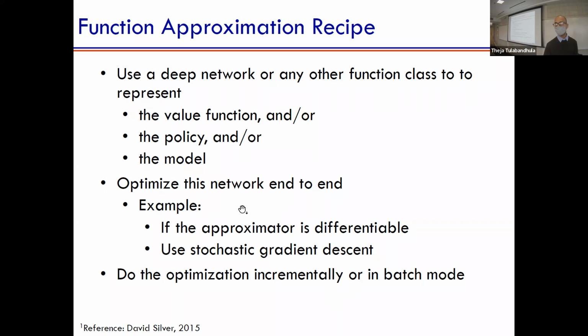Okay, so we want to optimize this underlying function class, whether it's a neural network or something else, its parameters, end to end, based on just the reward signal. Okay? And so the optimization can be incremental. So after every update, or maybe after every 10 updates, I'll update the parameters.